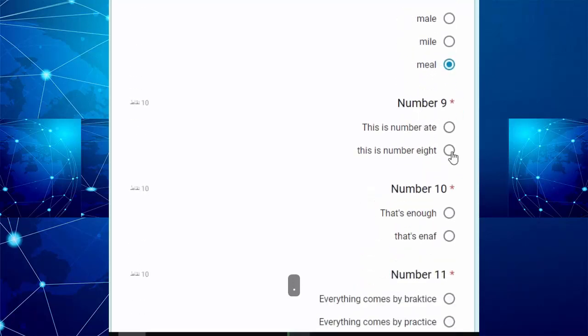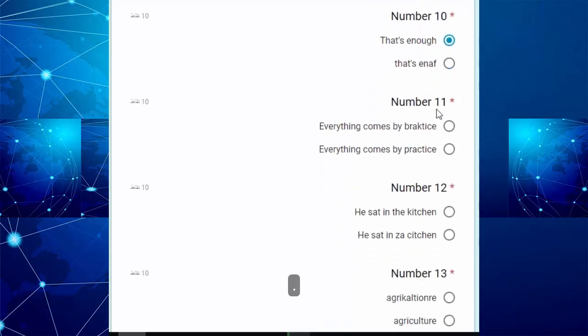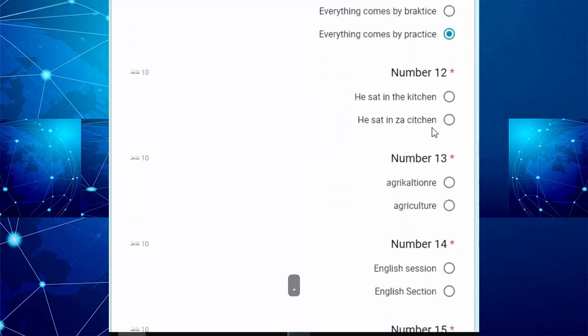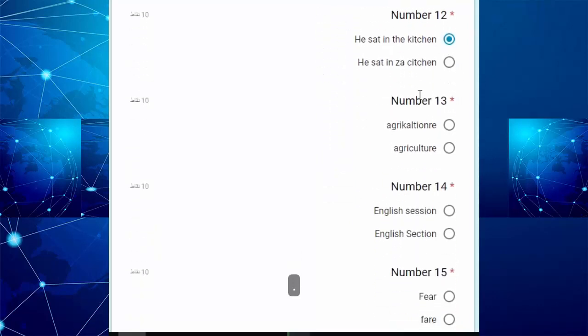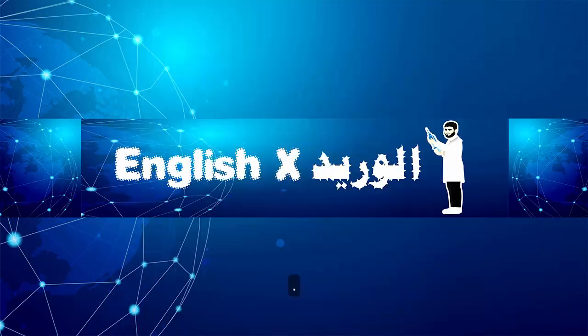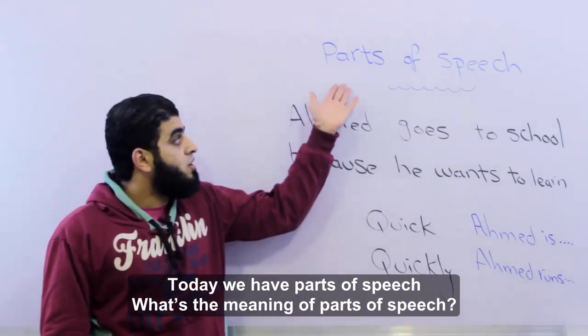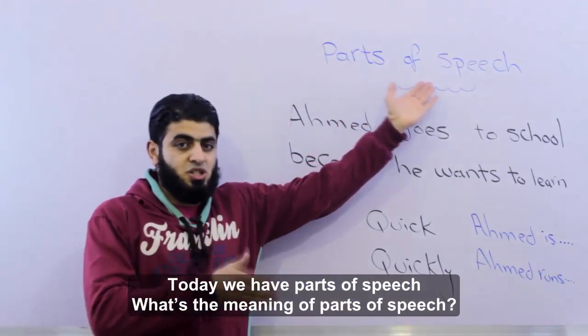Number 9, this is number 8. Number 10, that's enough. Number 11, everything comes by practice. Number 12, he sat in the kitchen. Number 13, agriculture. Number 14, English session. Number 15, fear. Today, we have parts of speech.